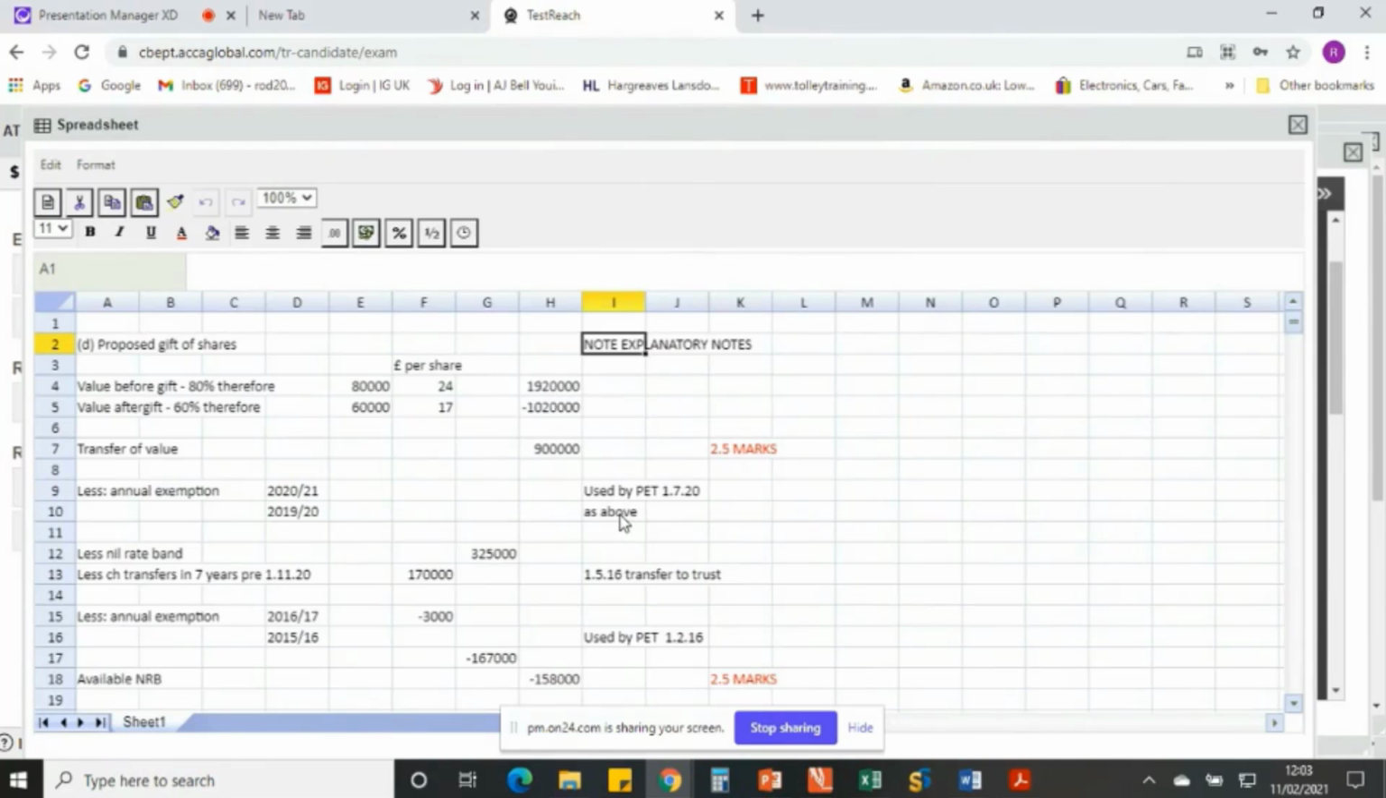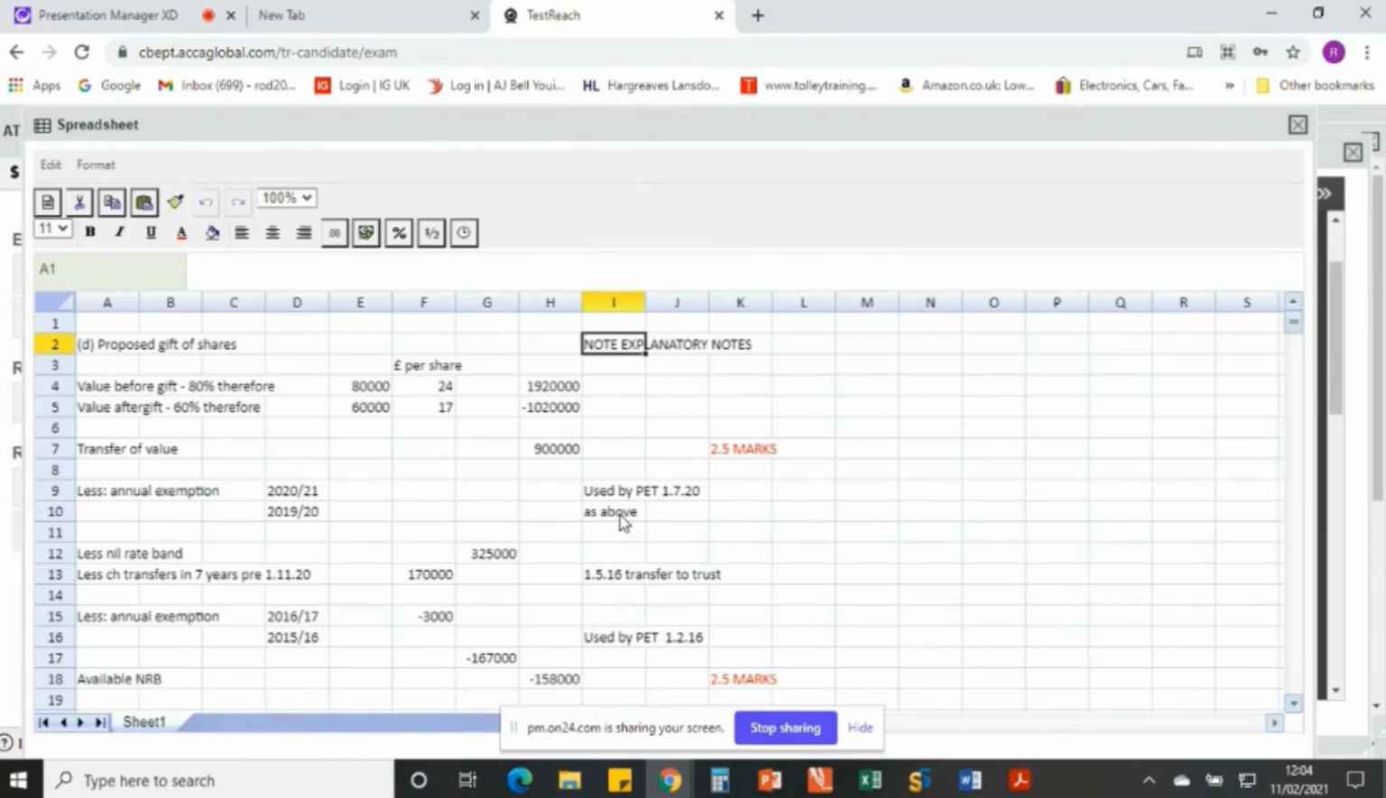So we start off by saying, on this gift, remember it's the loss in value, what was the value before the gift? 80% shareholding, therefore use the £24 a share value, and that was 1,920,000. After, use the 60% shareholding, and it was £17 a share. So the 60,000 shares will be worth 1,020,000. Okay, so the transfer of value is 900,000. Now, there'd be 2.5 marks for doing that. So you're already nearly halfway through the marks just by doing that.